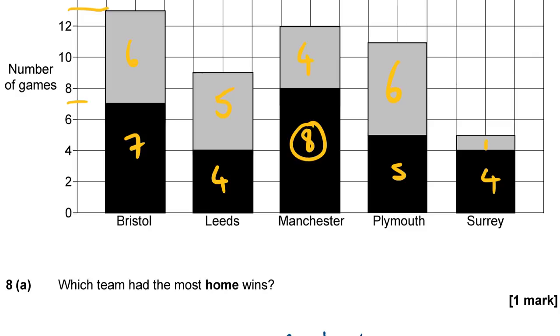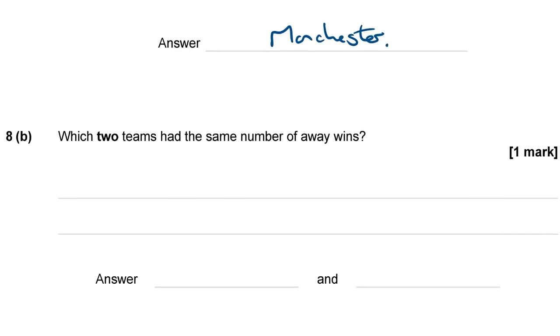So which two teams have the same number of away wins? It's going to be that one there and that one there. They're the two sixes, aren't they? So Bristol and Plymouth. So which two teams have the same number of away wins? Bristol and Plymouth.